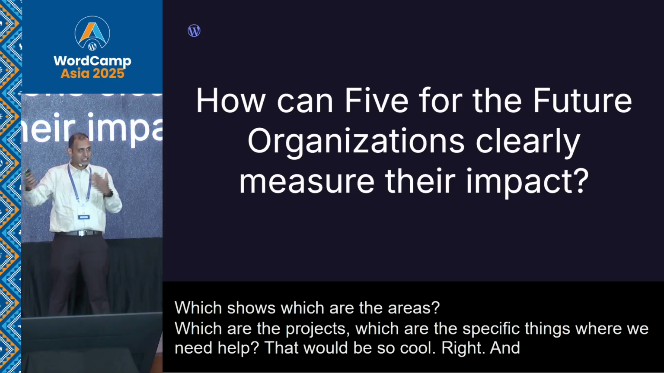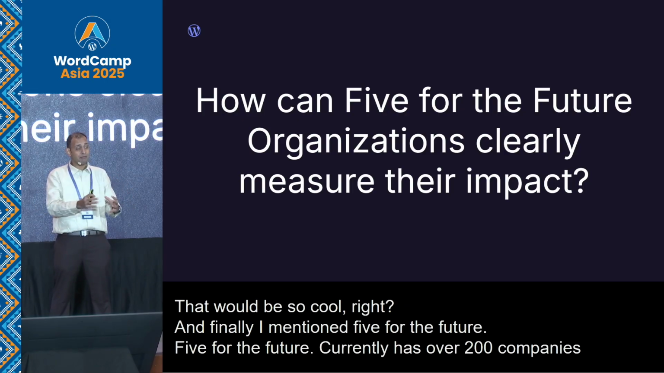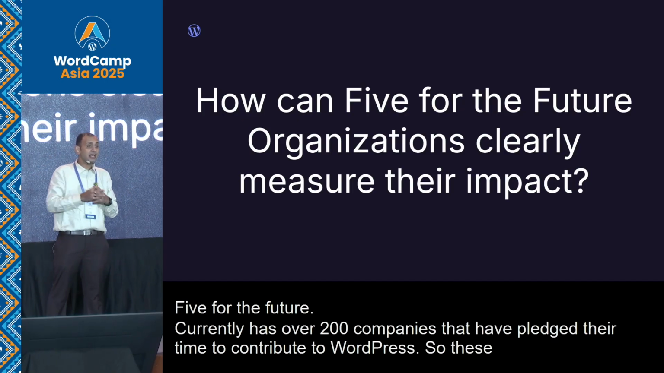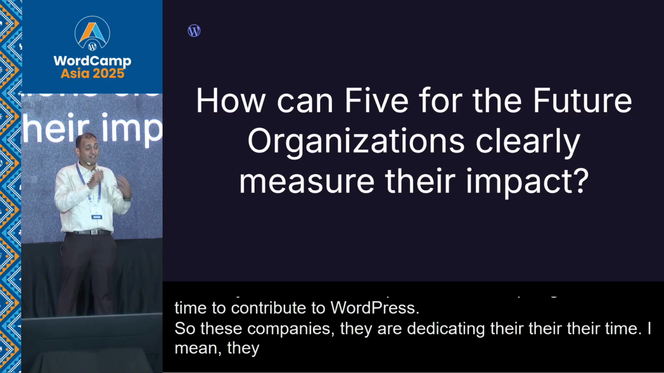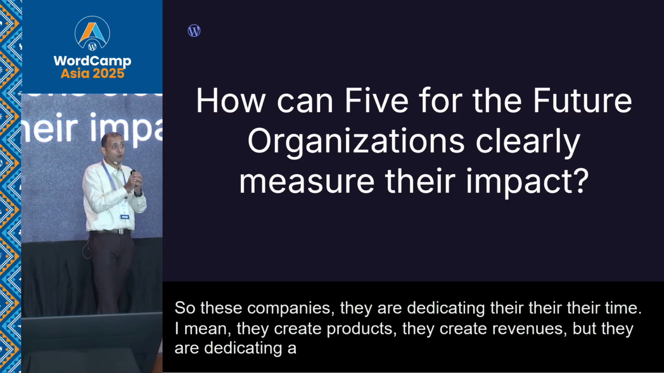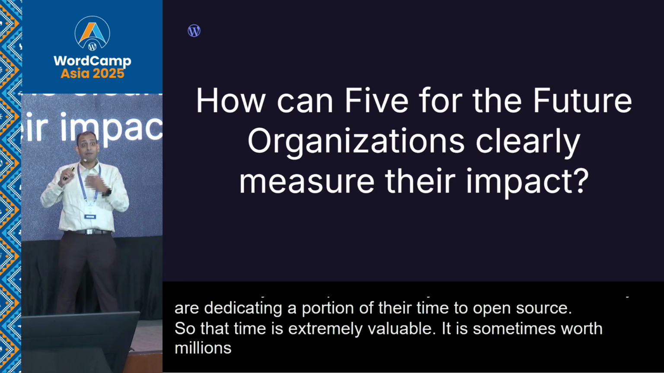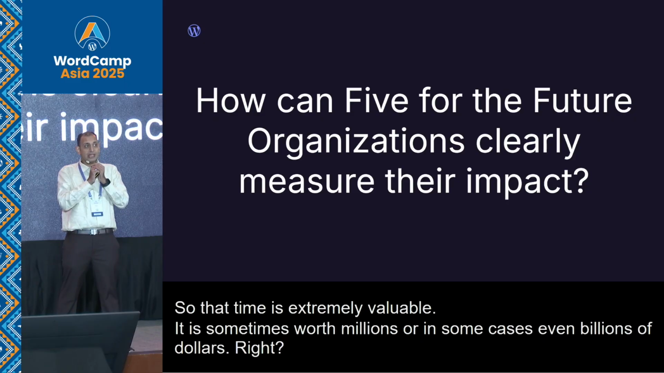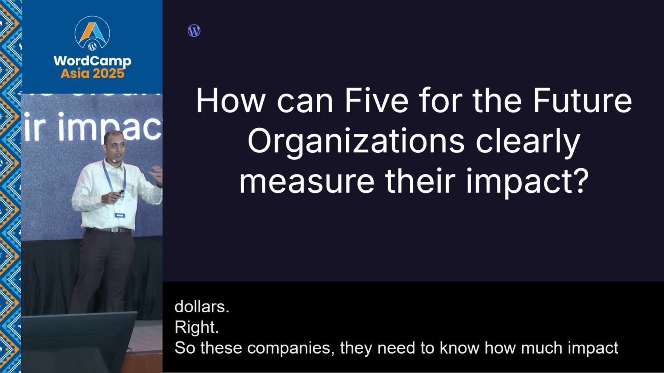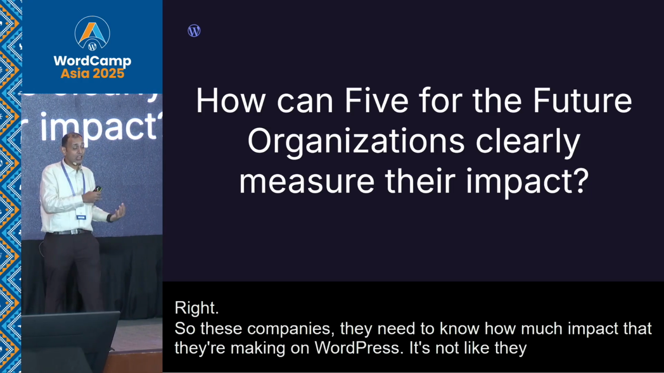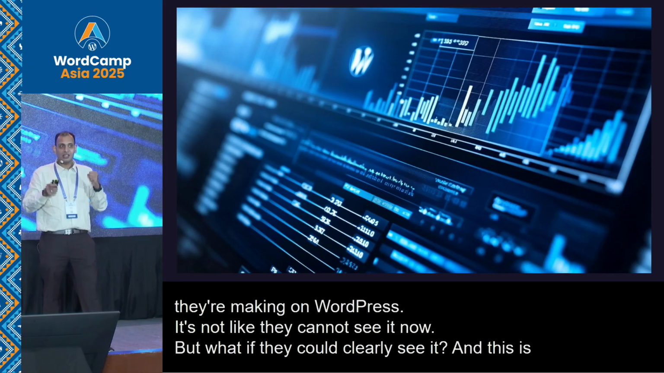And finally, I mentioned Five for the Future. Five for the Future currently has over 200 companies that have pledged their time to contribute to WordPress. So these companies are dedicating their time. I mean, they create products, they create revenues, but they are dedicating a portion of their time to open source. So that time is extremely valuable. It is sometimes worth millions, or in some cases even billions of dollars, right? So these companies need to know how much impact they're making on WordPress. It's not like they cannot see it now, but what if they could clearly see it? And this is where the world of dashboards come in.